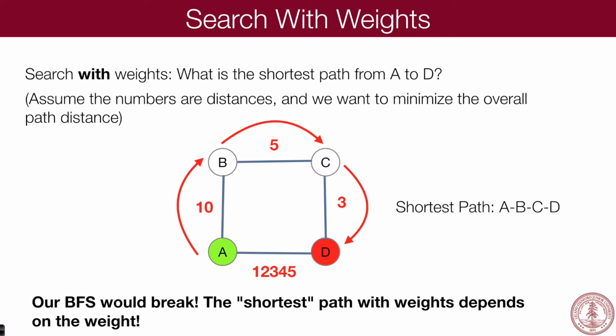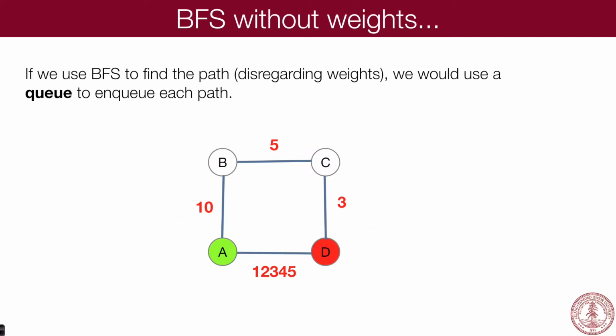Okay, breadth first search would break on this, depth first search would break. So it would definitely break on this because those don't take into consideration any weights. All right, so recall breadth first search. We use a queue to enqueue each path, right? We start from A, and then we enqueue all of the neighbors of A. In this case, it would be A, B, and A, D.